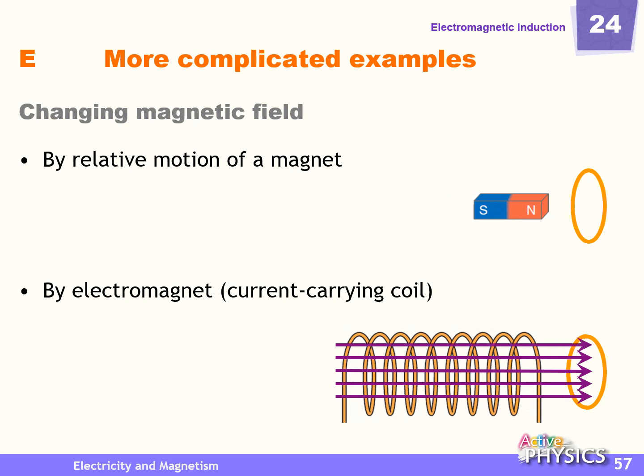Okay, so the second one, we will discuss more complicated examples. First, by relative motion of the magnet. If the magnet is coming close to the loop, or the loop is coming close to the magnet, then there will be an induced current. The second one is by the electromagnet. So what is the electromagnet? It's a solenoid. If you apply current to the solenoid, then it will create a magnetic field.